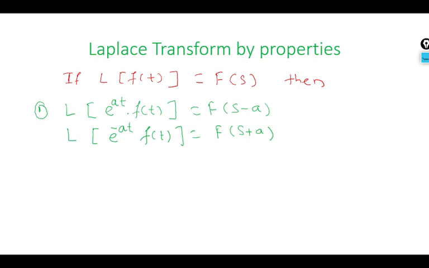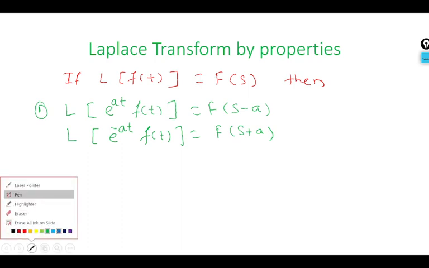Where it benefits, you can easily observe here. Whenever an exponential term appears along with some other function f of t, just take the Laplace of that remaining f of t and then shift s to s minus a or s plus a, depending on whether we multiply by e raised to at or e raised to minus at. So that is about the first shifting property.